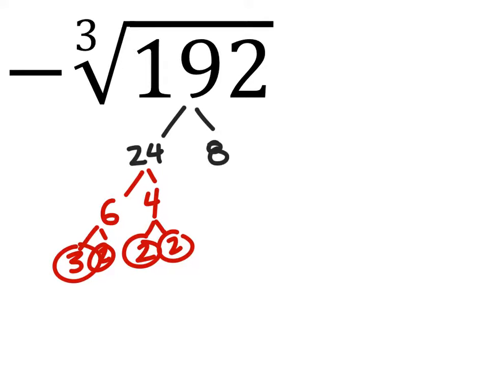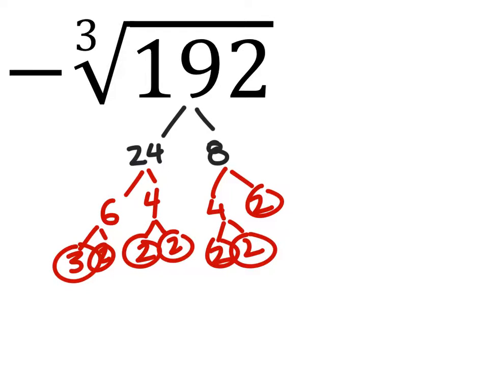Very good. Yeah, 8 splits up into 4 and 2. That's very nice. So we've done the prime factorization through a factor tree. So now we're going to take the negative cube root of that.